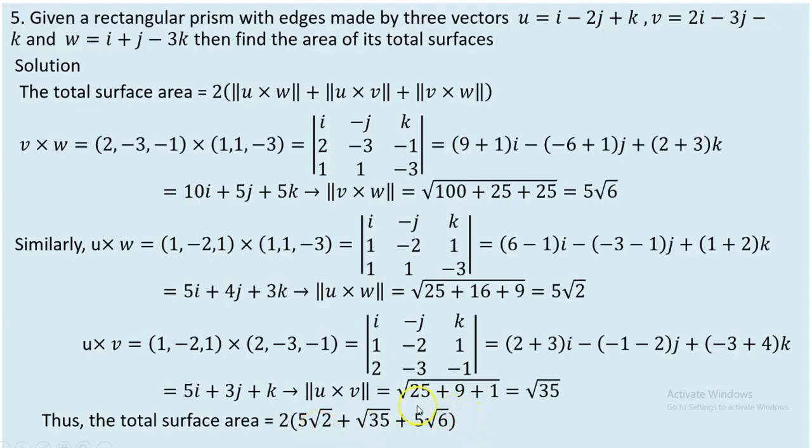The reason why we multiply by 2 is because we are having 6 faces. So 3 faces are already obtained. Since we are having identical faces, we need to multiply by 2. That is the reason why we are multiplying by 2. This is all about question number 5.